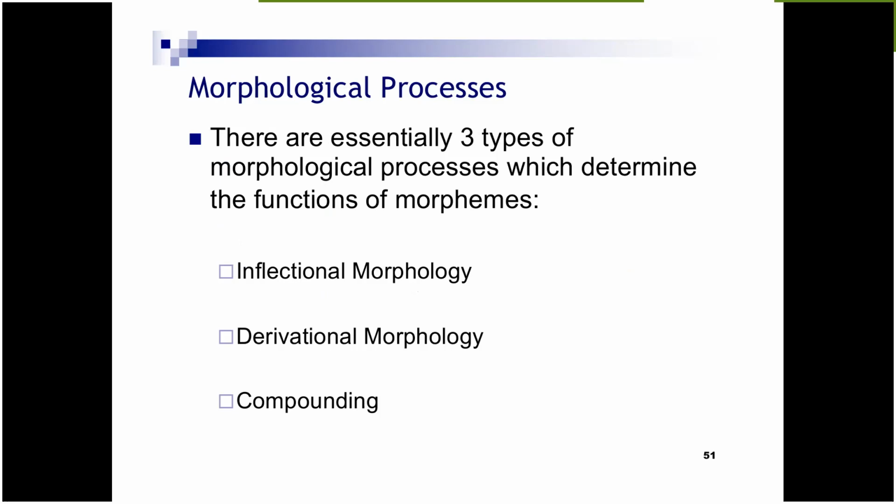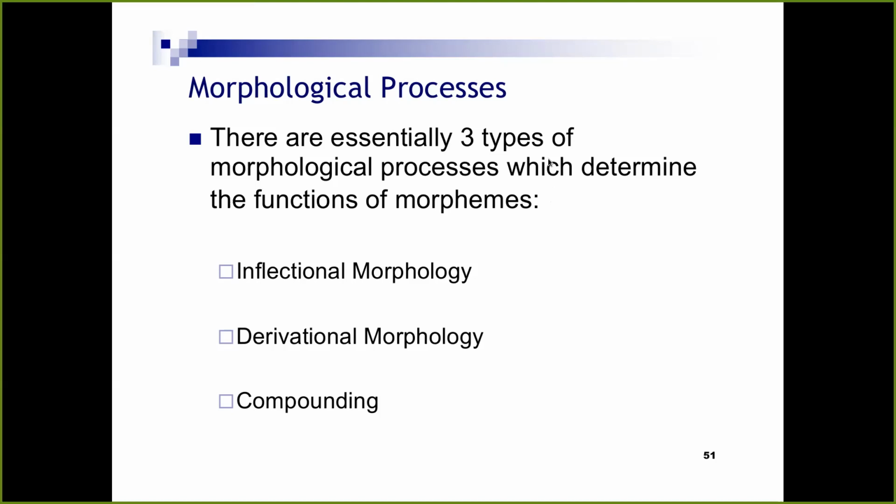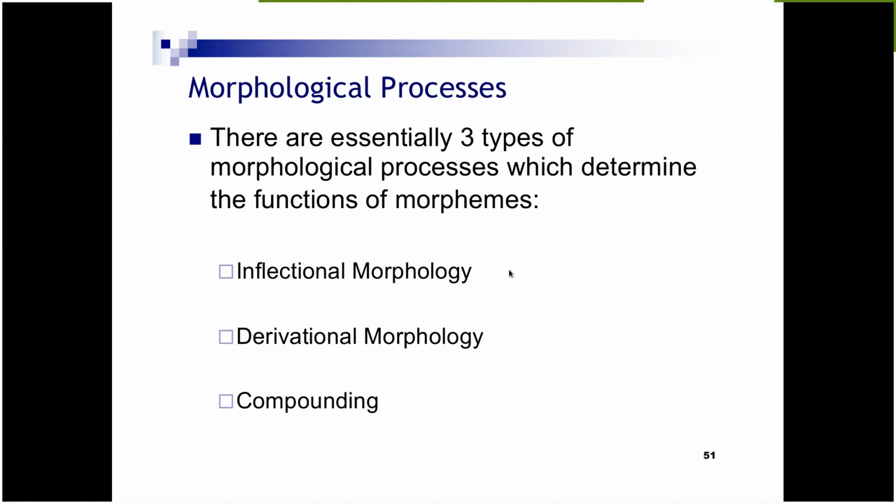So then we talk about the morphological processes. Morphological processes are basically the roles that morphology plays in the language. There are three types of processes. One is inflectional morphology. This is basically transforming: by adding morphemes, by putting together morphemes, you replace the same word with the same meaning, but with a different function in the sentence.